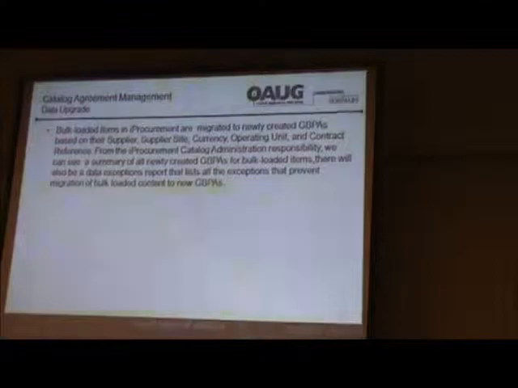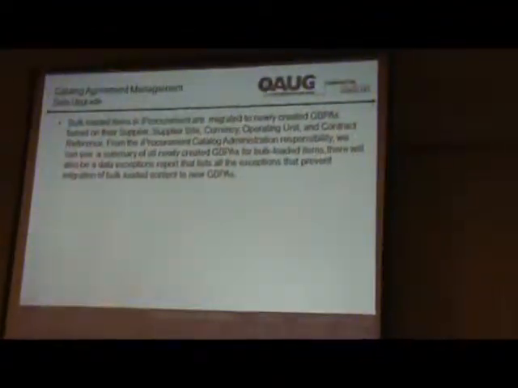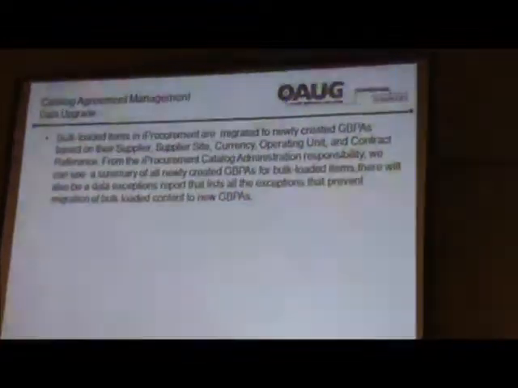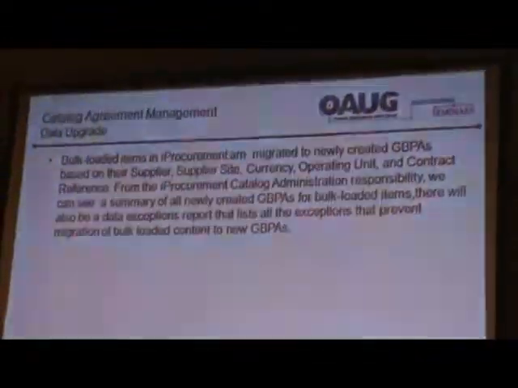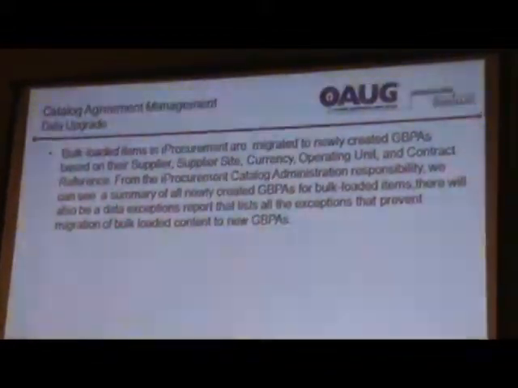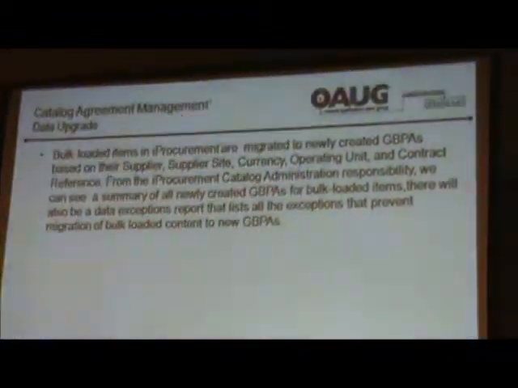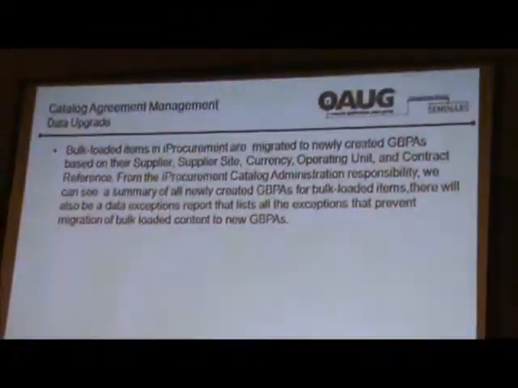Okay, now that talks about the catalog management, the catalog agreement managed process. Now let's talk about the data upgrade. We are talking about upgrading from 11i to R12. Earlier we used to upload the items, but the GBPA concept was not there. So now what will happen to your content catalogs in 11i when we are moving to release 12? Those need to be converted into global purchase agreements.